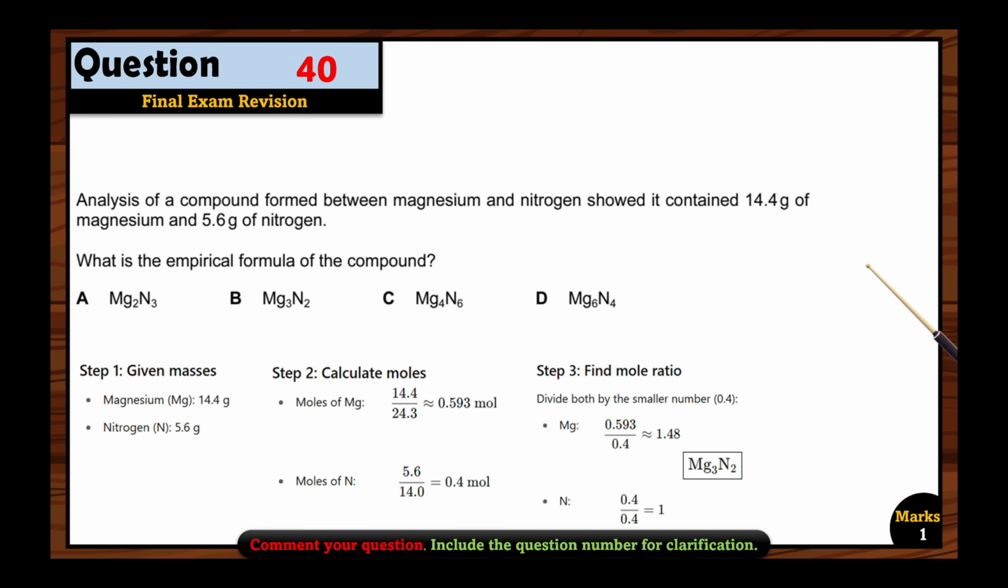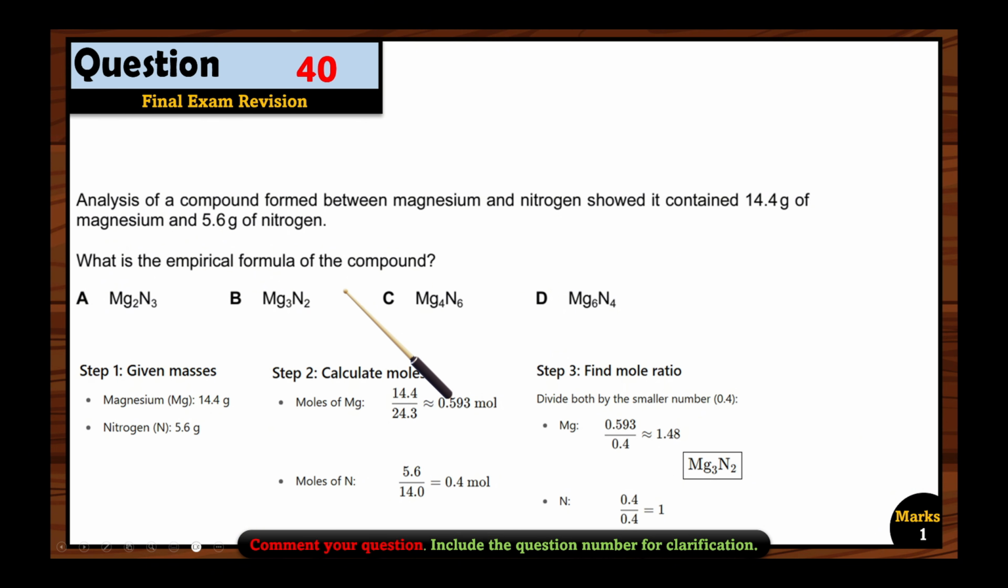Now let's see question number 40. Analysis of a compound formed between magnesium and nitrogen shows it contained 14.4 gram of magnesium and 5.6 gram of nitrogen. What is the empirical formula of the compound? Remember that whenever you get a question like this, and it is very common nowadays in the past papers, in the last 3 years, this question to find the empirical formula is coming again and again.